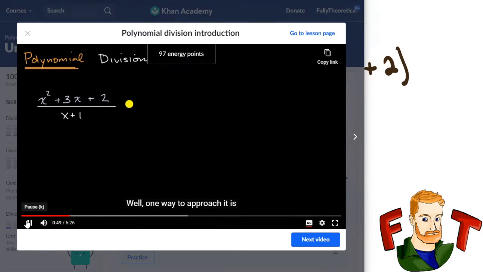What would I have to multiply x plus 1 by to get x squared plus 3x plus 2? Well, one way to approach it is we could try to factor x squared plus 3x plus 2, and we've done that multiple times. We think about, well, what two numbers add up to 3, and if I were to multiply them, I get 2. The ones that might jump out at you are 2 and 1. And so we could express x squared plus 3x plus 2 as x plus 2 times x plus 1, and then all of that is going to be over x plus 1.